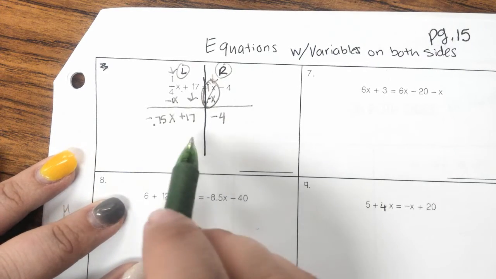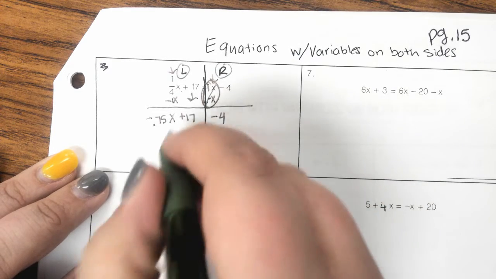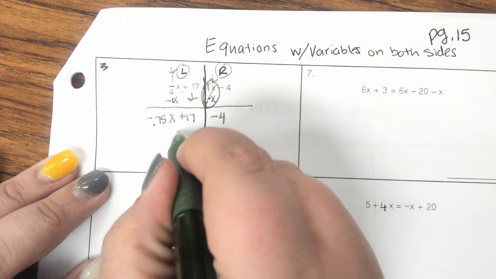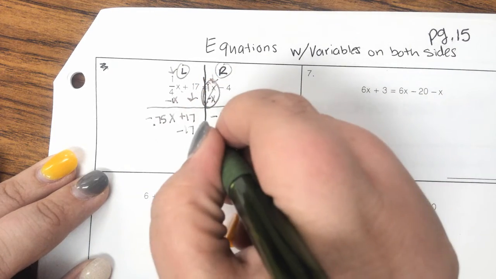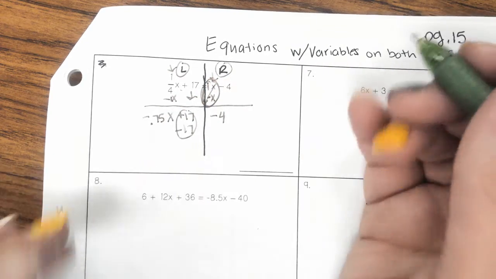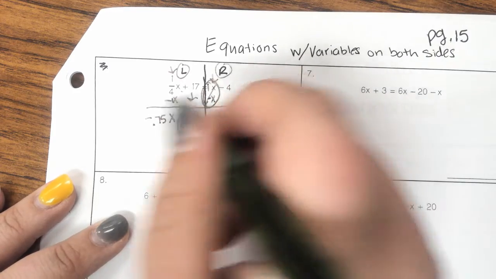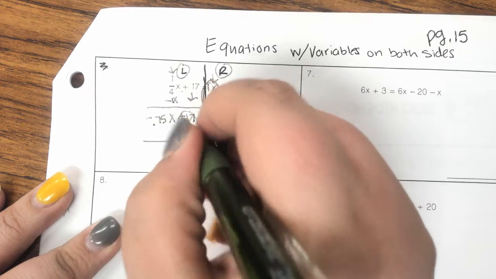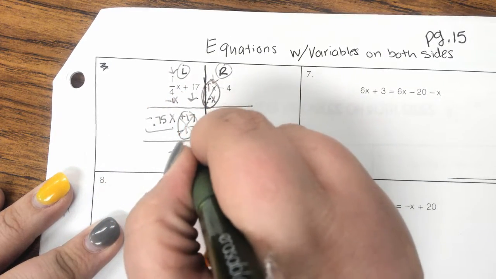My constants that are not on the right are 17. I need to move this plus 17 to the right side. The opposite of plus 17 is to minus 17. That moves it because that makes a 0 pair on the left. This is an equation. What we do on the left, we also do on the right. The 17's made a 0 pair, and we have just the negative 0.75x on the left side.